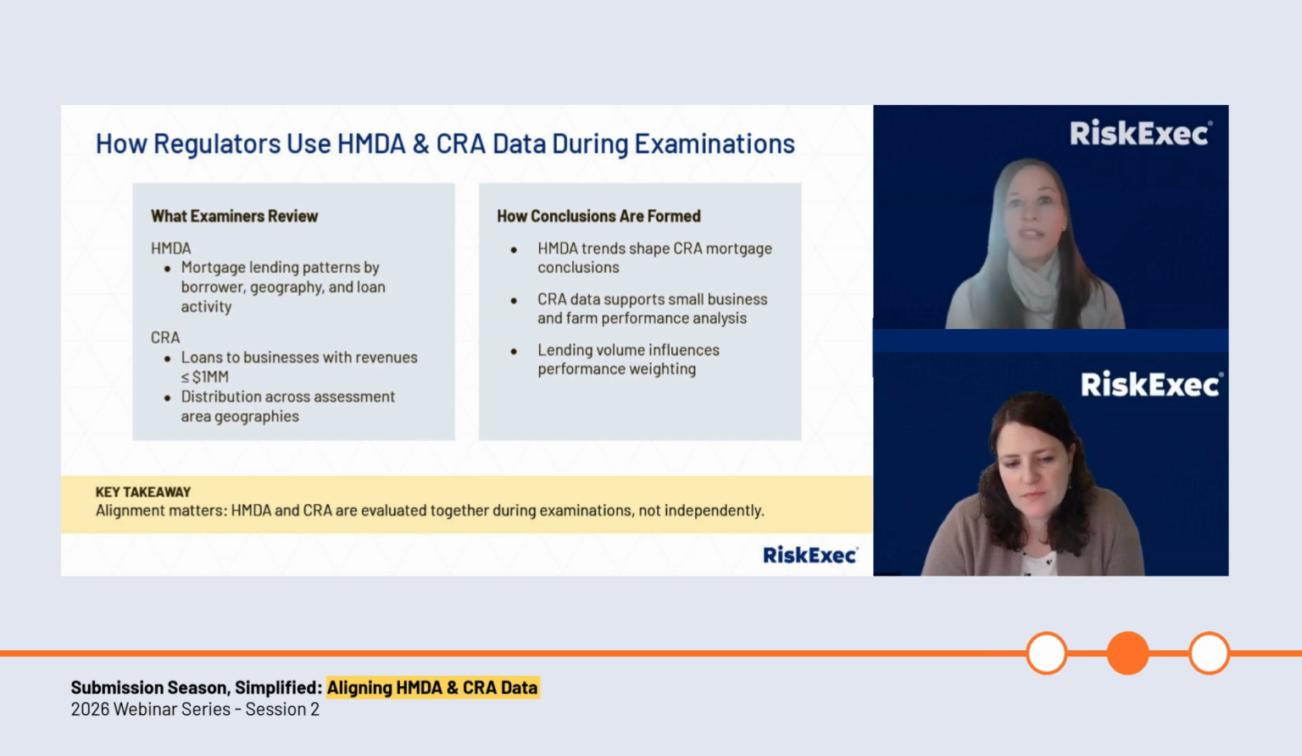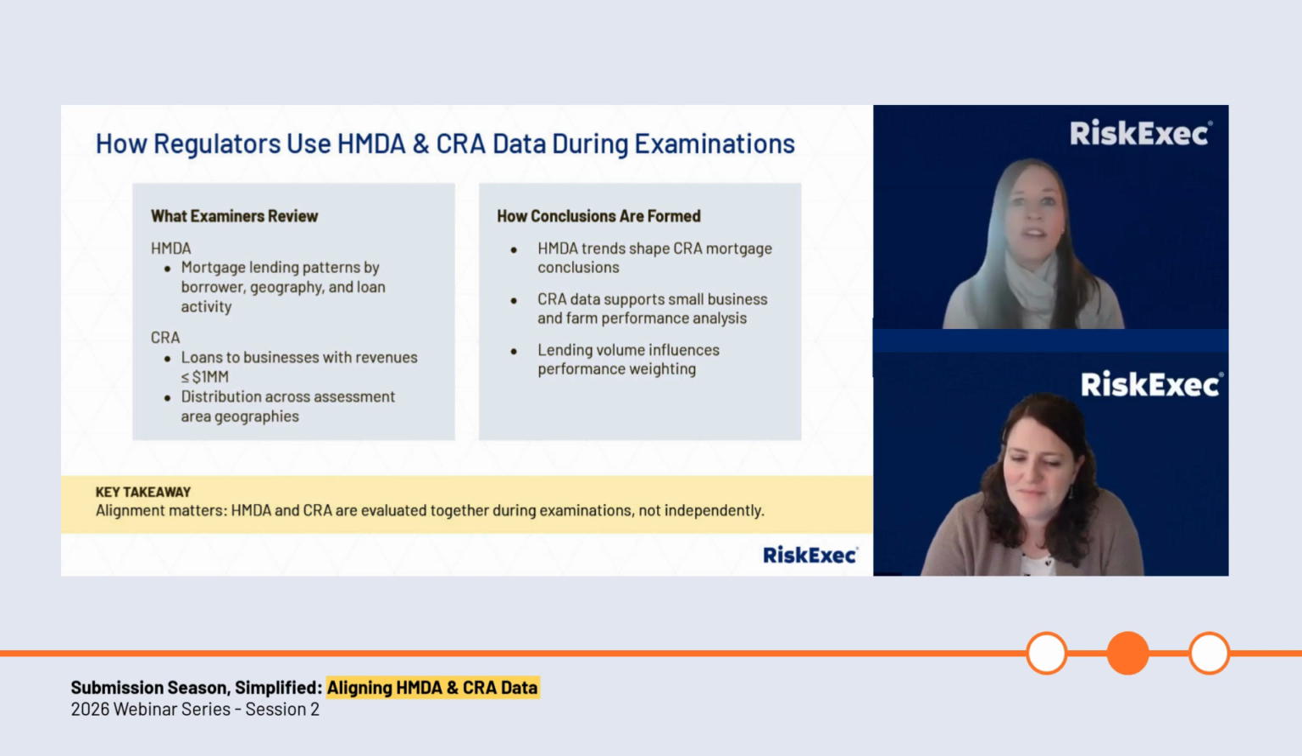When they look at HMDA and CRA data in the course of the exam, they're going to look at where that activity intersects. So examiners aren't just looking at the 2 data sets in isolation, they're looking for patterns. Do you have geographies where you're active in home mortgage lending? Are you similarly active in small business lending in those areas? Some of this starts to inform the very early phases of the exam as to whether or not your assessment areas are even designated accurately.